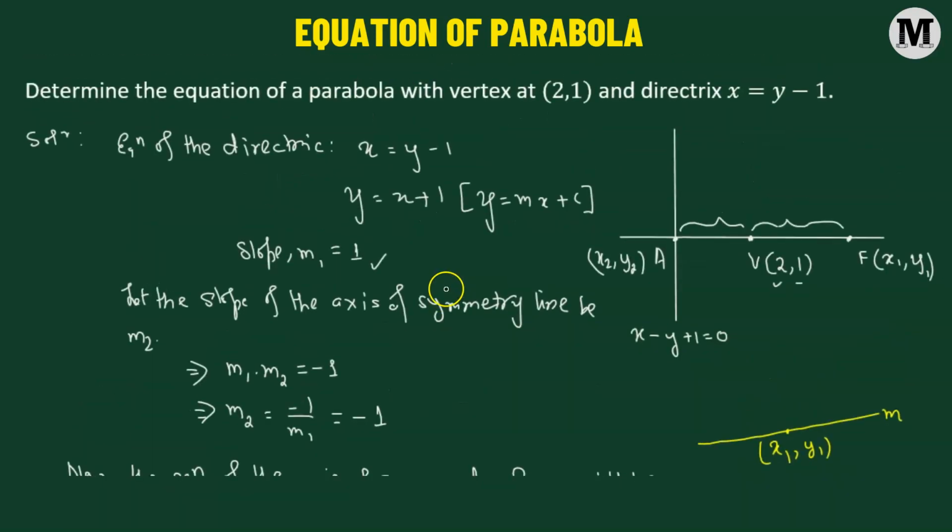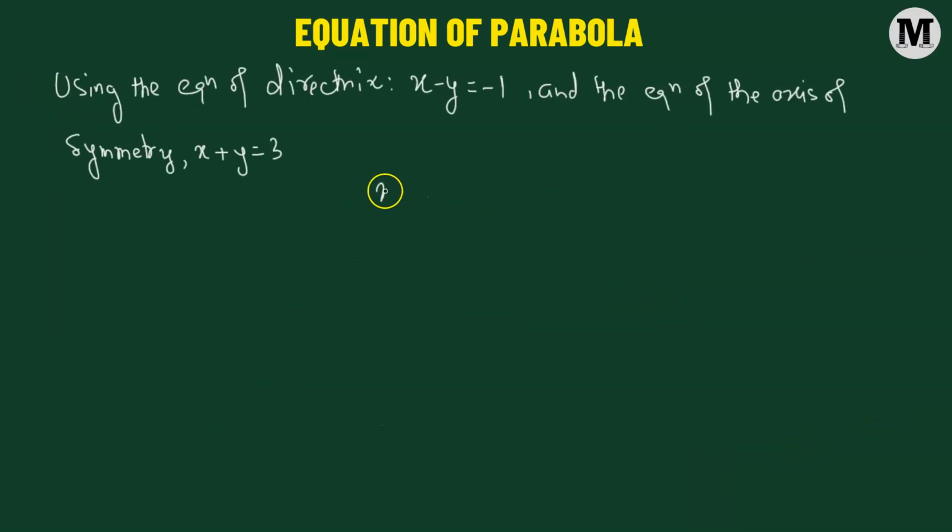So now what we can do, we can solve y equals x plus 1, which is the equation of the directrix, and the equation of the axis of symmetry line to find out the coordinates of point A. That means find out the value of x2, y2. So what we'll do, we're going to add the two equations. We have x minus y equals negative 1 and x plus y equals positive 3.